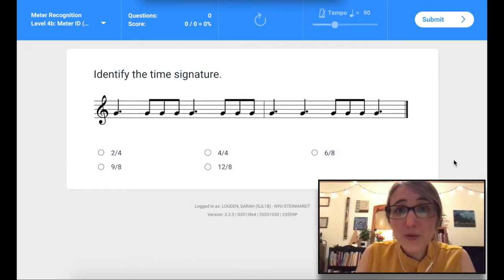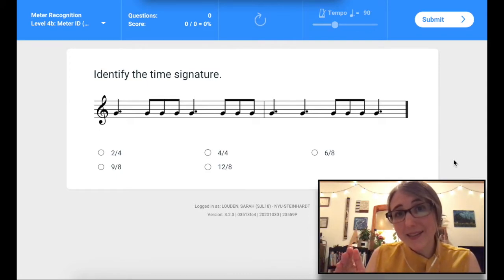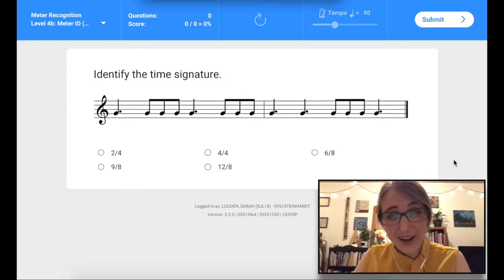All right, and then you're going to have meter ID, but it's all going to be mixed up with 2/4, with, you know, all your simple time and all your compound time. And this is where it gets just a little bit trickier. Because, for instance, 6/8 has a total of 6 eighth notes in a measure, right?